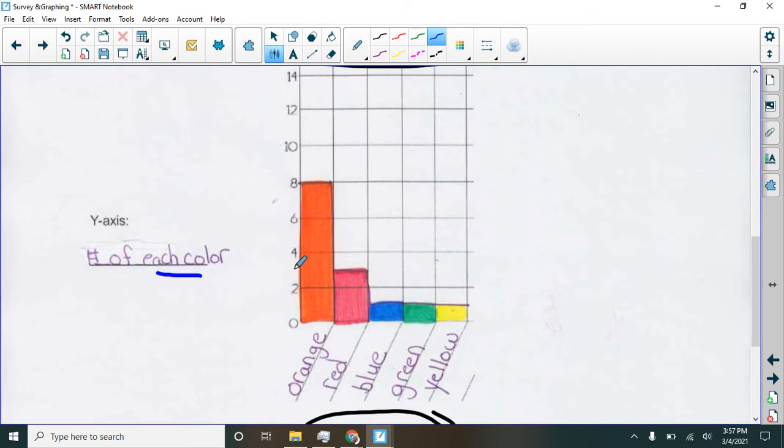So we had 8 of orange, so we colored up to 8. And then red is halfway here. Why is red halfway?